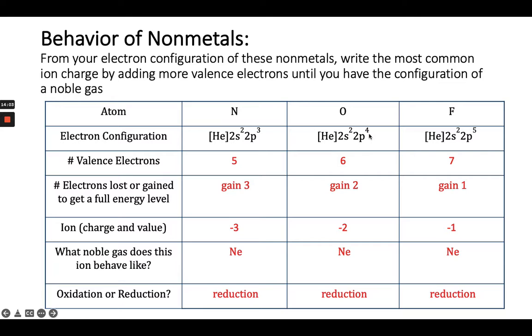Now, for oxygen, it needs just 2 more to get that octet, those 8, and fluorine 1 more. So you can see that oxygen is going to gain 2, fluorine 1. The ion will be -2 for oxygen, -1 for fluorine. And again, this is reduction. Now, everything in nitrogen's, oxygen's, and fluorine's family acts the same way. So chlorine would gain 1 as well, so that it would look like the next noble gas, which is argon. Sulfur would gain 2, and it would also look like argon. That's why this periodic table is really useful in predicting the ion that each one of these elements will make.